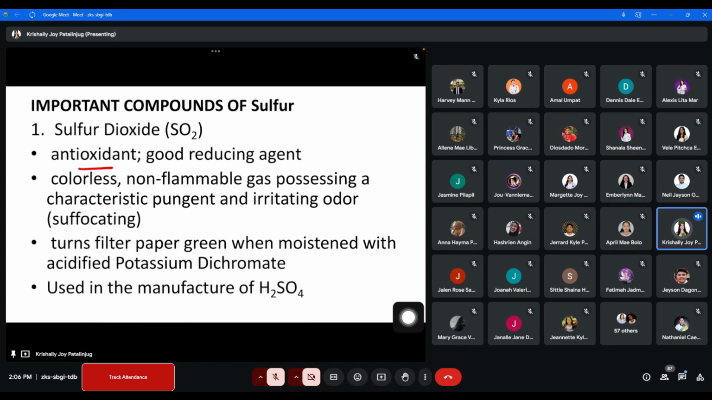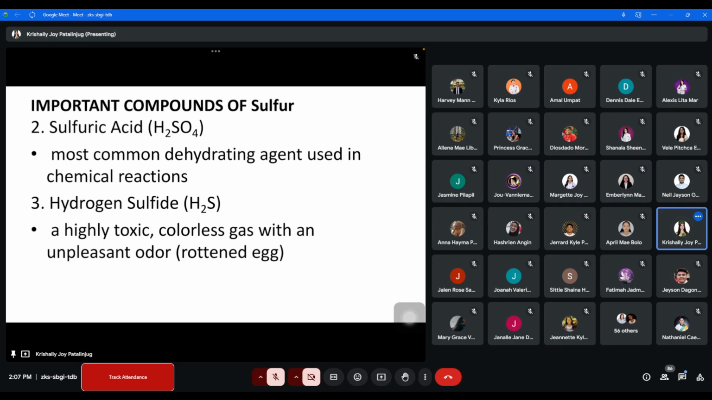It's an antioxidant, ayan. Antioxidant, reducing agent. It is the one that is used in the manufacture of the strong acid sulfuric acid. And an identification test for sulfur dioxide is this one, using of an acidified potassium dichromate. It turns the filter paper color green. That's a positive indicator, identifying sulfur dioxide.